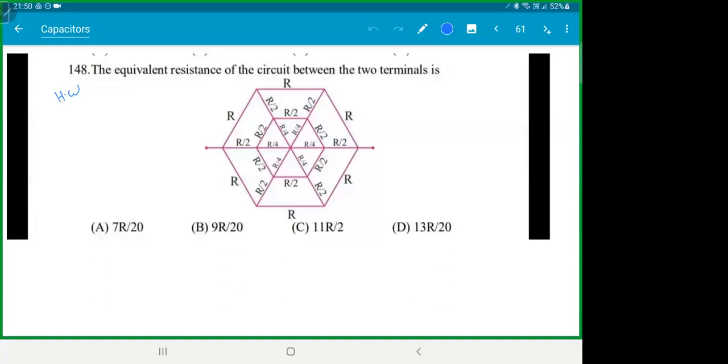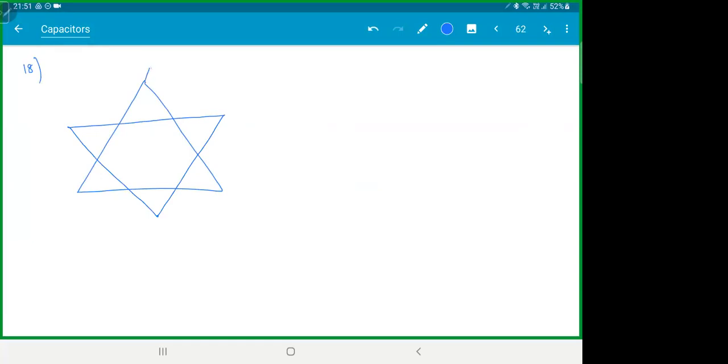Next one. Star. This is A and this is B. Each segment is again a capacitor. Find CAB.